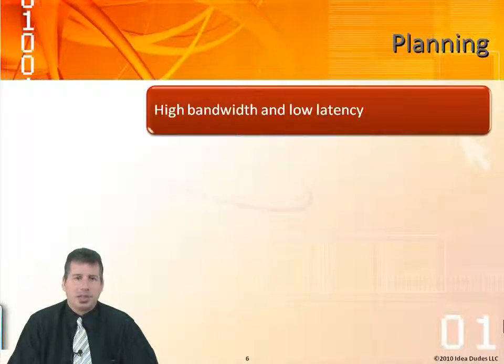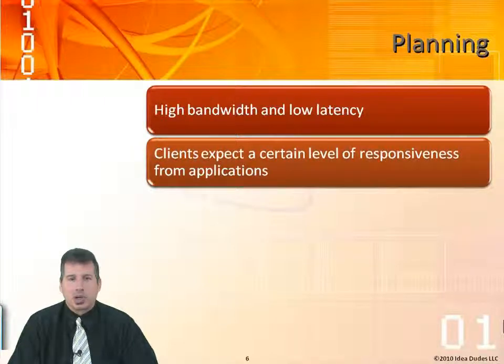So let's look at planning. We need to look at high bandwidth, providing us with low latency. Low latency means that changes are available quickly; if they're not available for a long time, then we'll have latency. So we'll have low latency if we have high bandwidth. Clients expect a certain level of responsiveness from the applications. We need to make sure we have enough resources: memory, disk space, and also network bandwidth.